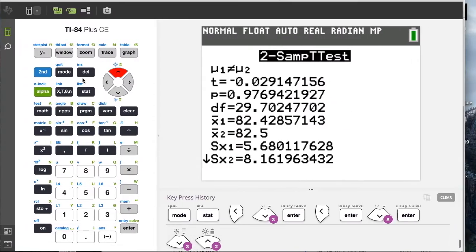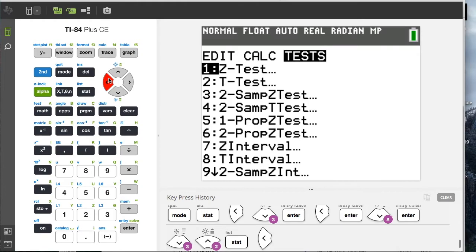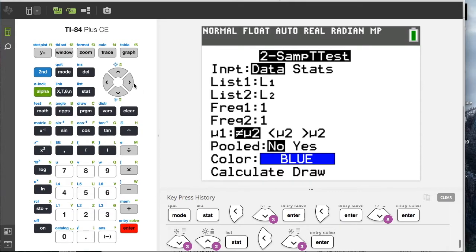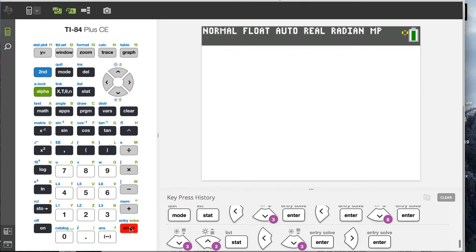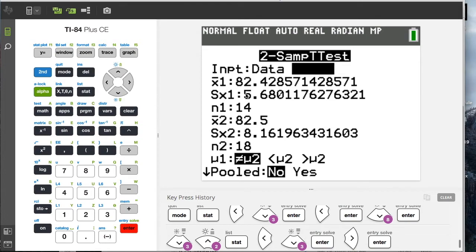we're still doing a 2-sample t-test, but there's no list to plug in. So I'm going to go to 2-sample t-test. This time I'm going to have stats highlighted. And this is why it's important to make sure you list those values. Know what numbers go with which data set. It has to give you the mean, standard deviation, and sample size for one set, and then the mean, standard deviation, and the sample size for the other set.